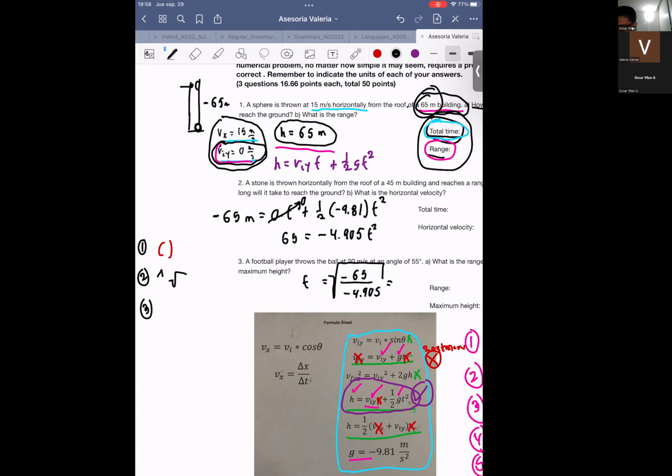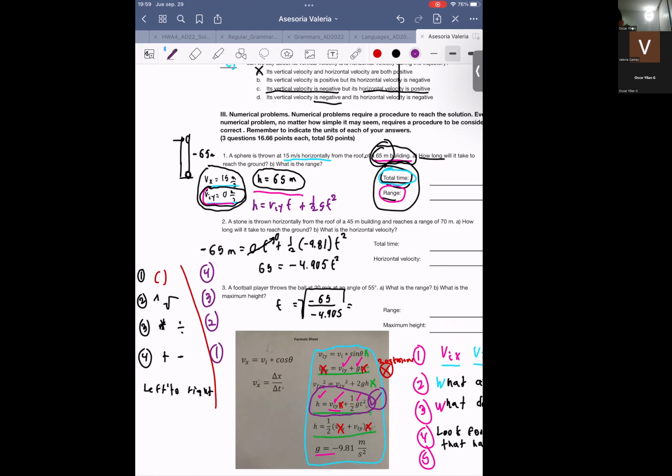The third one is multiplication and division, right? And number four is addition and subtraction, right? And the last one, if you remember, is from left to right. That's for operations. But for despejes, like for solving, it's the opposite way. This is the last one, right? Okay.